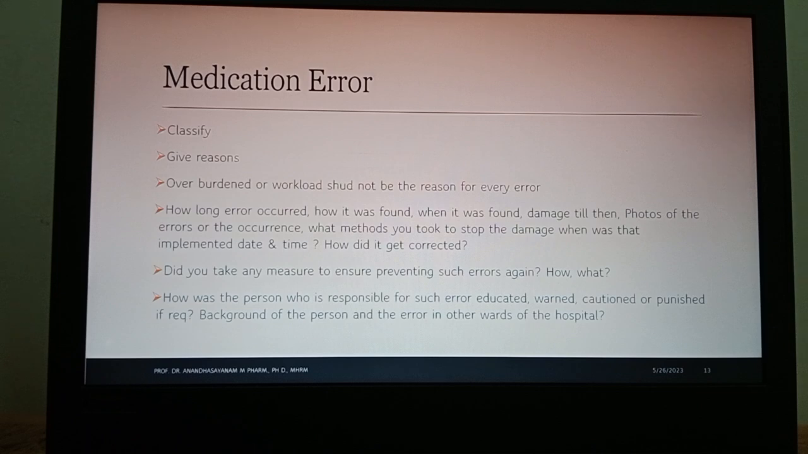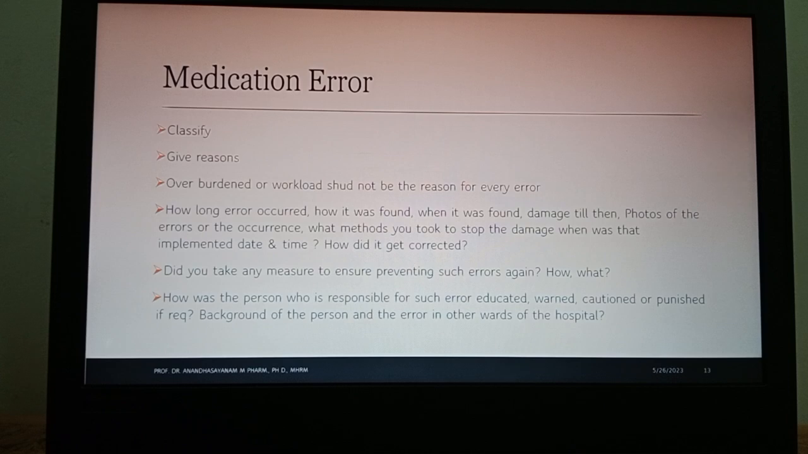And how long did the error occur? How was it found? When was it found? What is the damage that has happened already? And where are the photos of that? Because it should not get repeated. We need to document it adequately. Yes, I have done like this. I found it like this. This has happened. I have the proof.